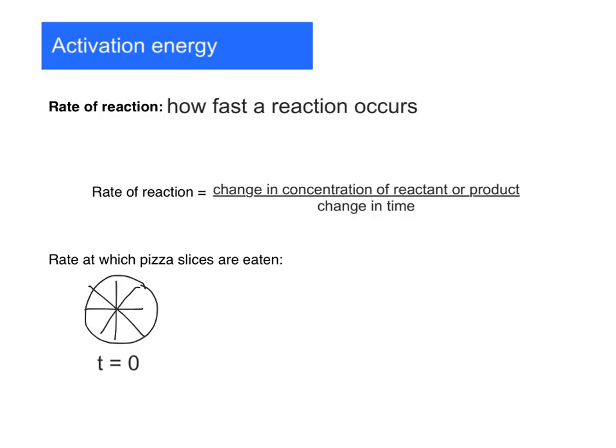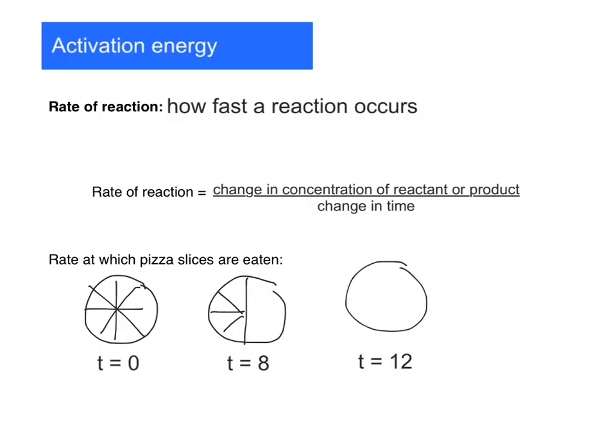Okay, if we wait 8 minutes and we come back, we can find that the pizza is now half gone. So if we call this t equals 8, then that is how much pizza has disappeared in a particular amount of time. Okay? And then if we come back 4 minutes later, so this will be after 12 minutes, what we find is that we only have 2 slices of pizza left.